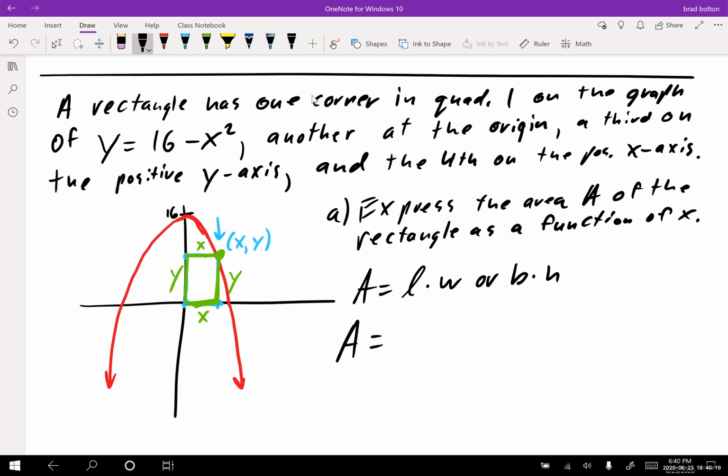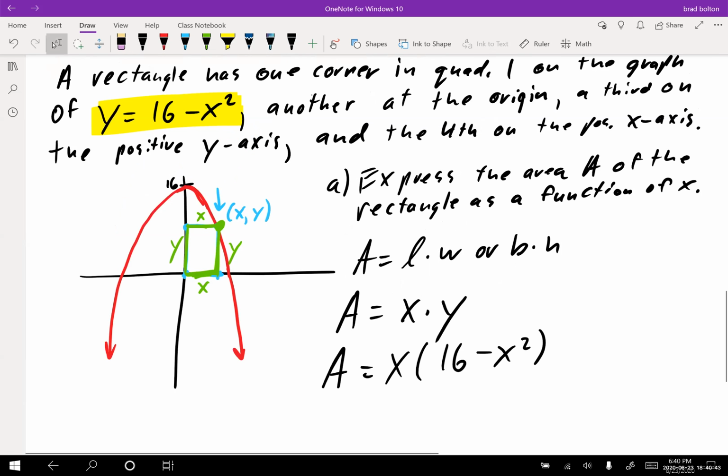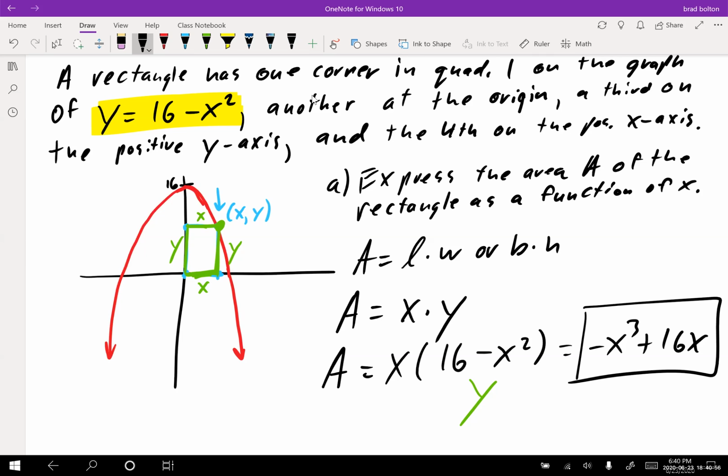So now I'm going to say that it has area, which is x times y, right? However, they want it written only in terms of x. Well, that's okay. We're going to use similar thinking to last time. Right here it says that y is worth 16 minus x squared. So I'm going to say x times (16 minus x squared). Remember, this is my y right there, so that worked. So now if I clean this up, this becomes negative x cubed plus 16x. So that is my formula for the area of this rectangle.